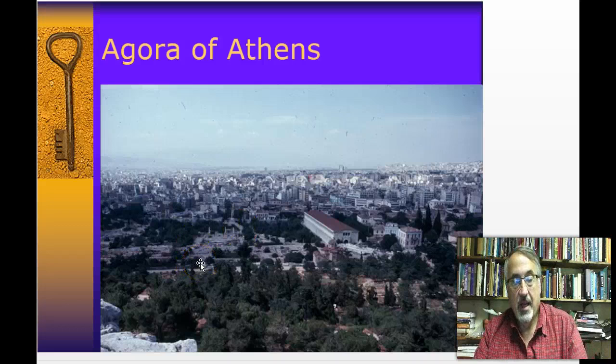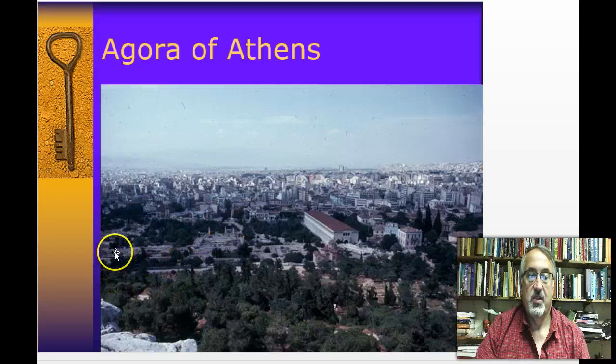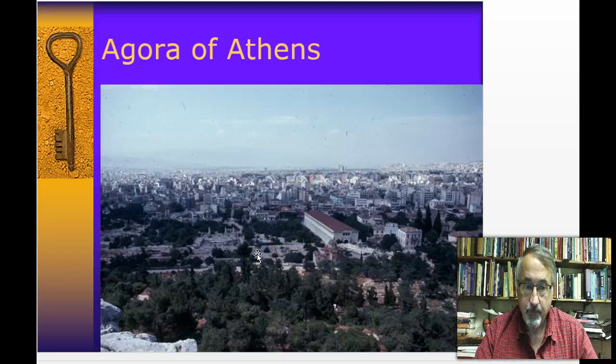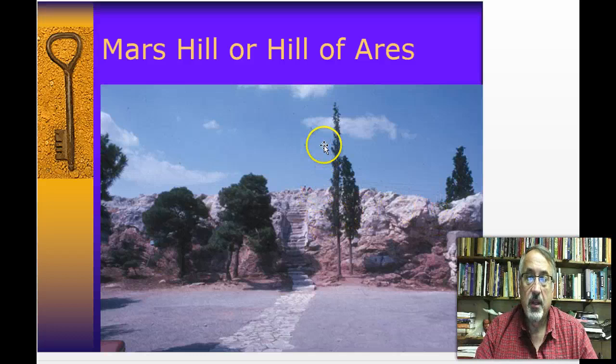So he really got the American School of Classical Studies here. So we know quite a bit about this. Socrates' jail and temples and Stoa. This would have been the heart of the city. Paul here came and spoke to them, and this is Mars Hill, or the Hill of Ares, or the Areopagus.